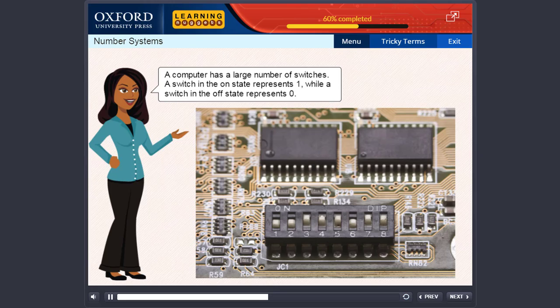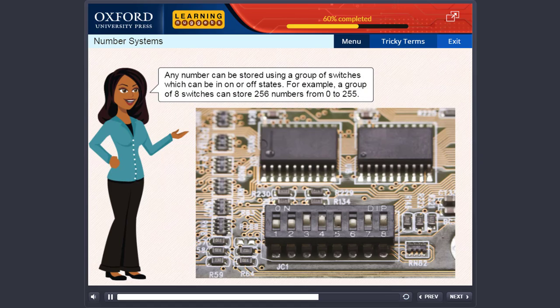A computer has a large number of switches. A switch in the on state represents 1, while a switch in the off state represents 0. Any number can be stored using a group of switches which can be in on or off states. For example, a group of 8 switches can store 256 numbers from 0 to 255.